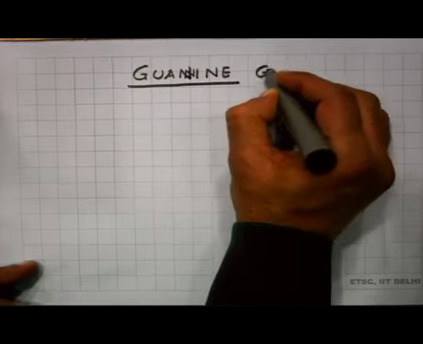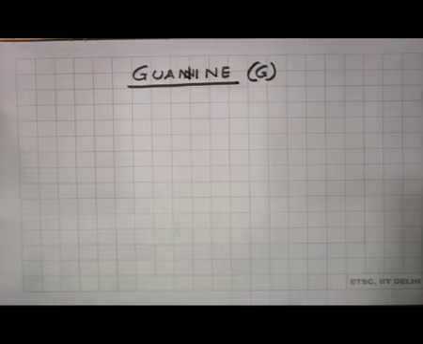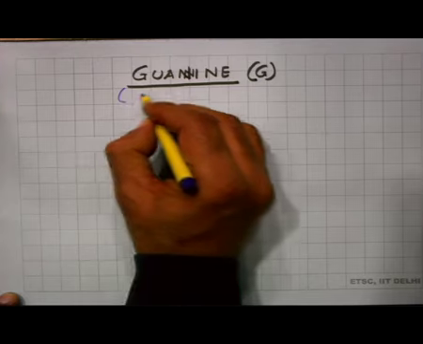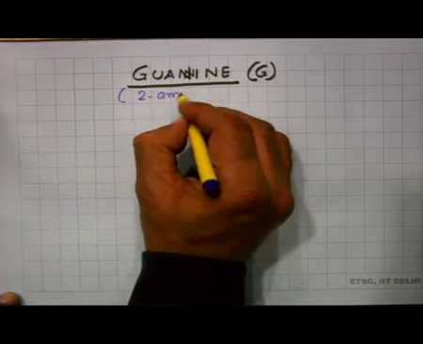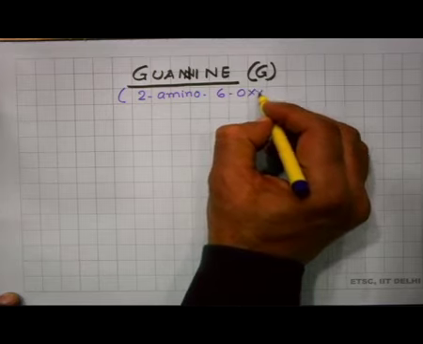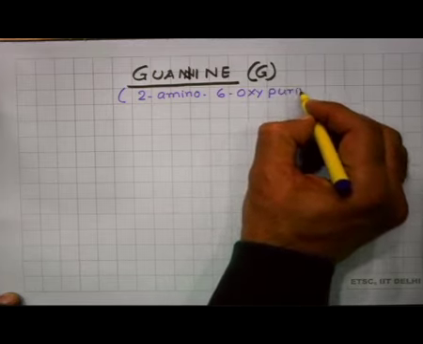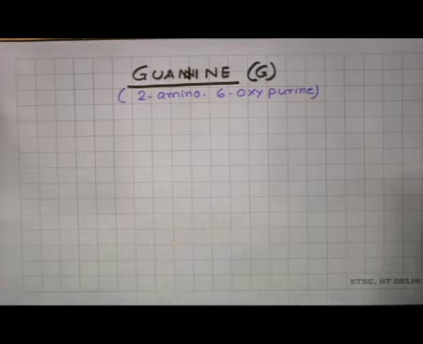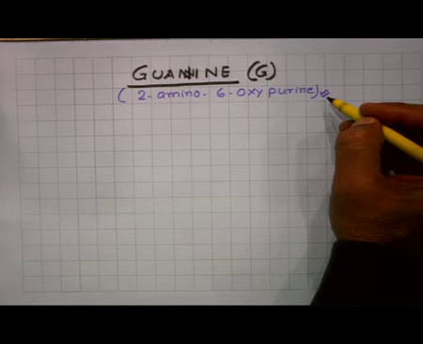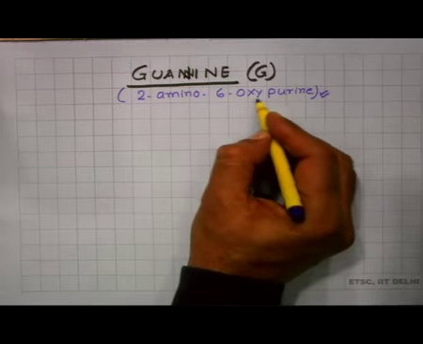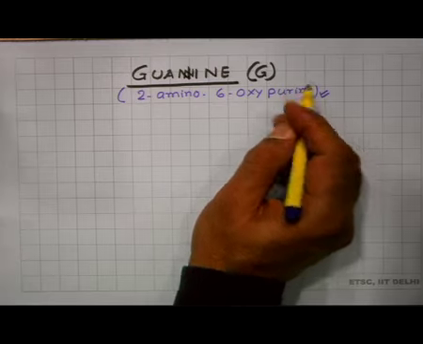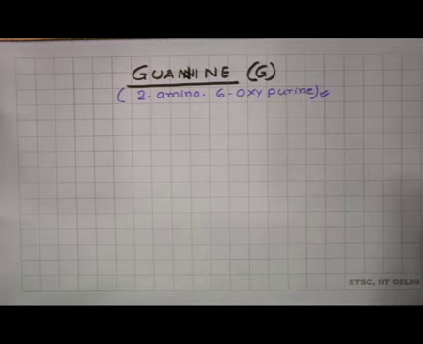Guanine, which is designated by G, its chemical name is 2-amino-6-oxypurine. So, now if we know the chemical name of the guanine, we can easily write the structure of the guanine.